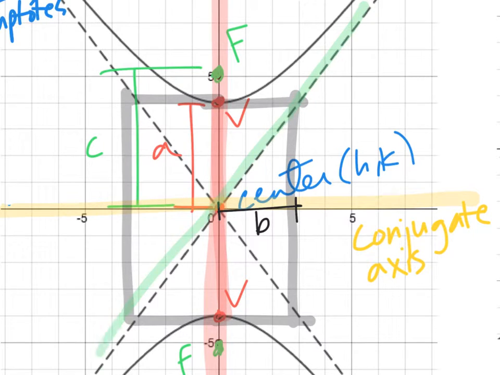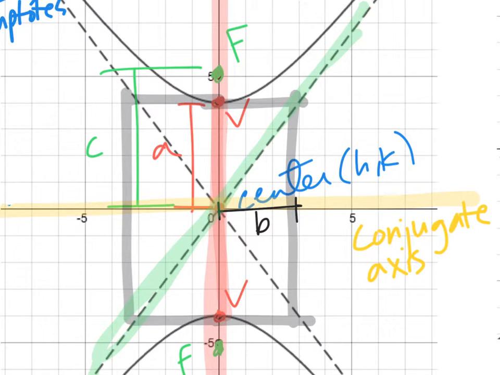Don't say it out loud. This green line. What is the slope of this line in terms of A, B, C? Okay, talk to your partner. What is the slope of this line in terms of A, B, C? All right, so just the green line, what is that slope?